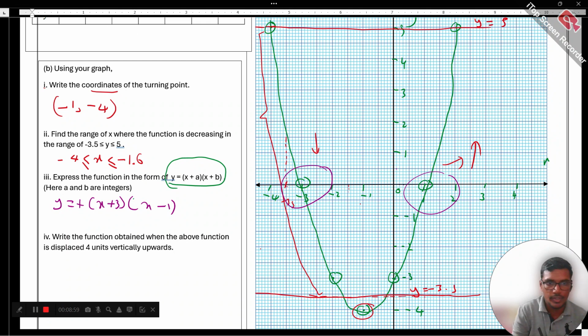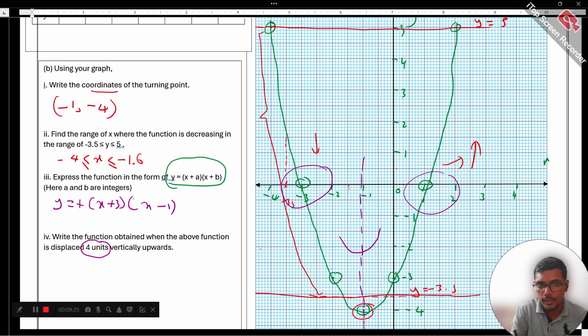Then write the function obtained when the above function is displaced 4 units vertically upwards. When they say this scenario displaces, what will change? The graph either moves up or down. Axis of symmetry will remain the same. Axis of symmetry won't change. The minimum or the maximum value will change if it is going up.